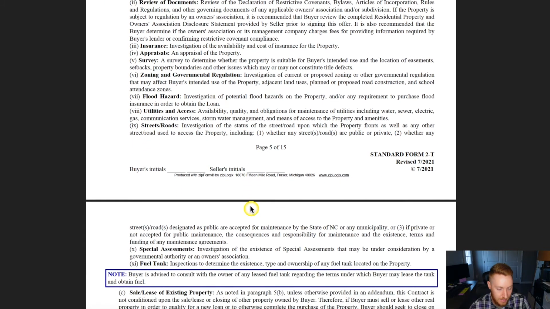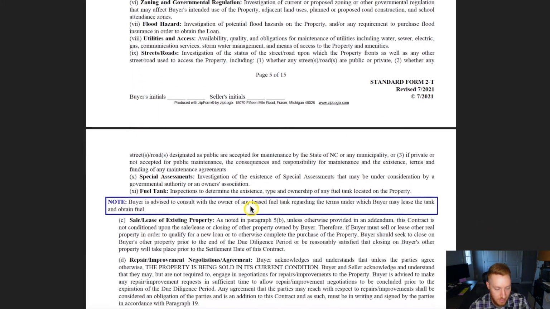Special assessments, as I mentioned before, if there are any special assessments, they'll be disclosed to you in the property disclosures, so you want to go over those if they exist. And if there's a fuel tank on the property, the fuel charges will be prorated and the owners of the tank will generally transfer with the property.